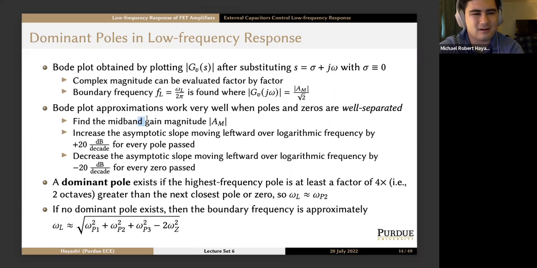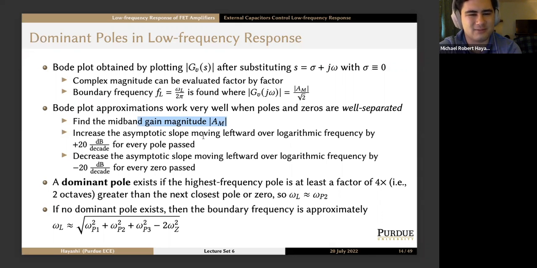So in the case that they are well separated, find the midband gain magnitude. You can do this by being very formal and finding it. However, we know how to find the midband gain magnitude for the normal circuit without having to consider finite capacitances. So we know how to do that already.